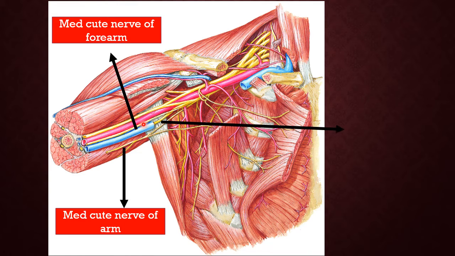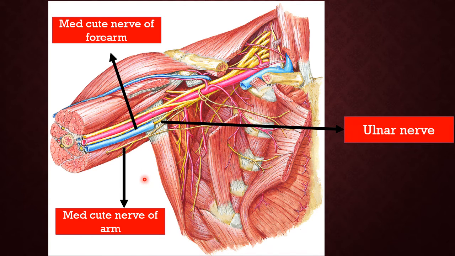Then below that medial cutaneous nerve of the forearm, the thick nerve which we can identify is nothing but the ulnar nerve. So try to remember once again. The medial cutaneous nerve of the forearm is present superficial, and it has to be present between the axillary artery and the axillary vein. Okay, and below that, the thick nerve is called the ulnar nerve. Then how to identify the medial cutaneous nerve of the arm? It has to be present medial to the axillary vein.